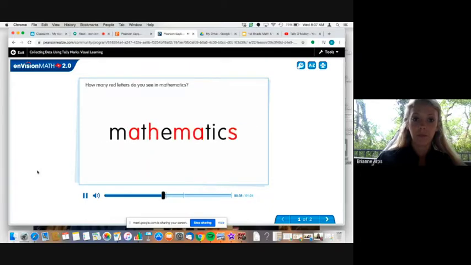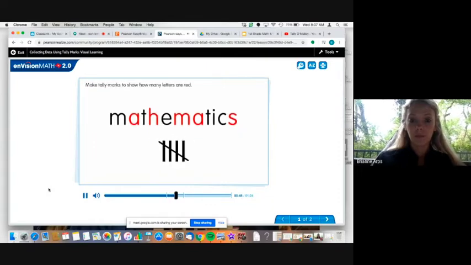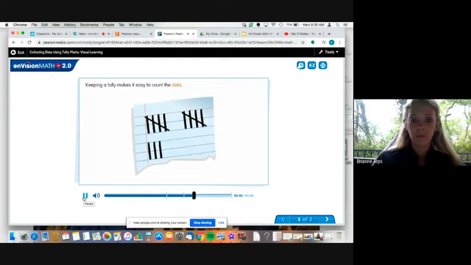How many red letters do you see in mathematics? There are 5 red letters. Make tally marks to show how many letters are red. How many tally marks do you see? There are 5 tally marks. Keeping a tally makes it easy to count the data.